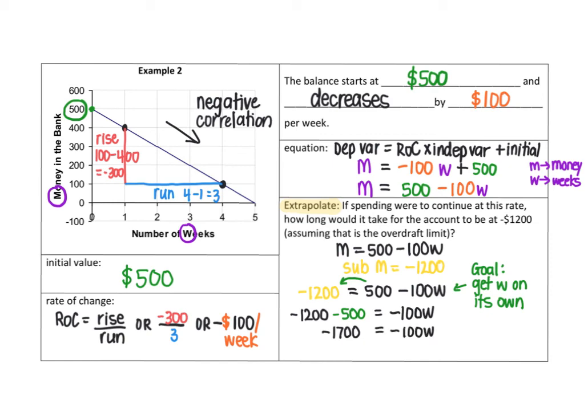To get rid of that negative from out front of that W, we're going to need to divide both sides by negative 100. This is going to leave us with 17 = W. This means that it will take 17 weeks for the account to reach a balance of negative $1,200. This is all assuming that the bank account has an overdraft limit and that it is at least $1,200, because otherwise, once you reach zero, you wouldn't be able to withdraw any more money from the bank account.